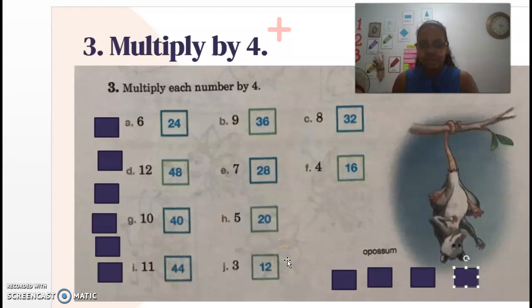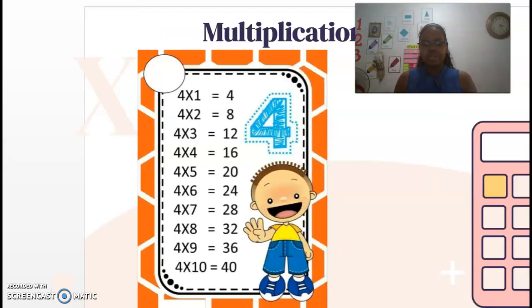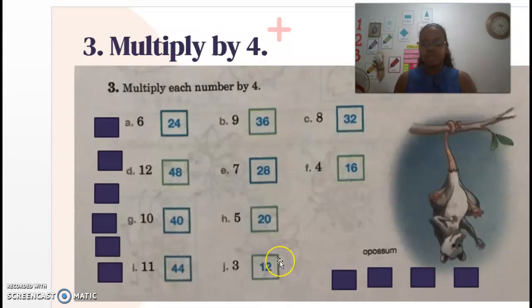So what you have to do is, if you don't remember the table, you go and look at the table. Or also, you can use your fingers to count how many times 4 is in each one of those numbers. I hope you understood.